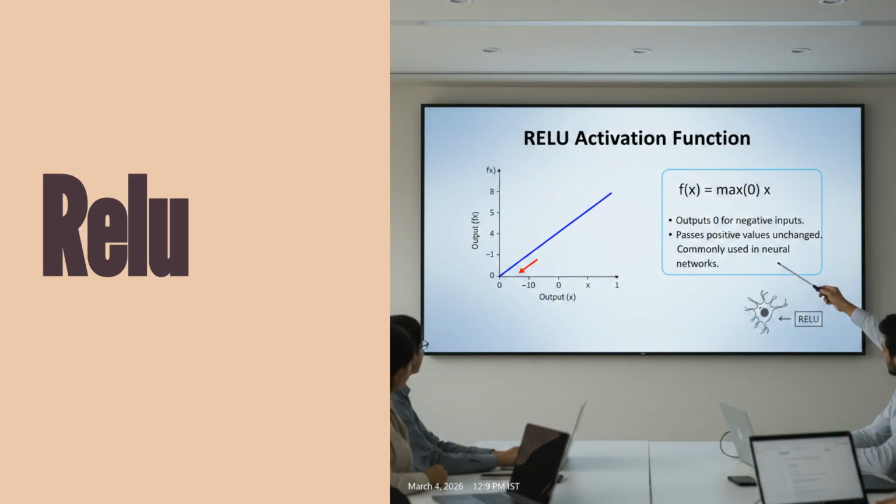Technically, we call this sparsity. By zeroing out everything that isn't a cat ear, ReLU shuts down irrelevant neurons. This makes the AI incredibly fast and efficient. It doesn't waste energy on maybe. It only cares about yes. Simple, linear, and lightning fast. That's ReLU. The reason modern AI can process millions of images in the blink of an eye.